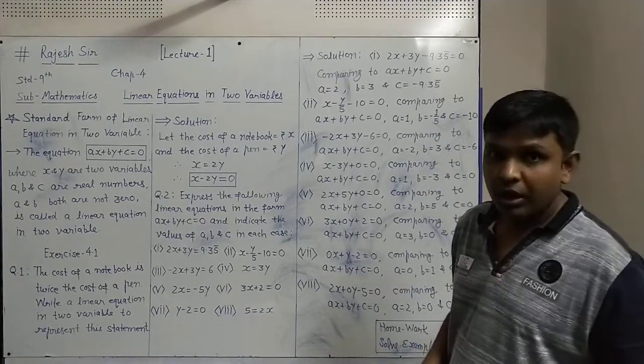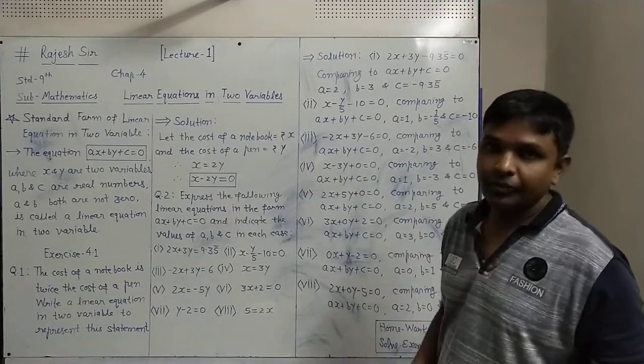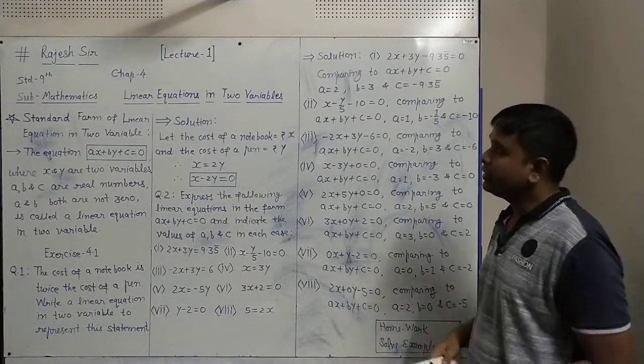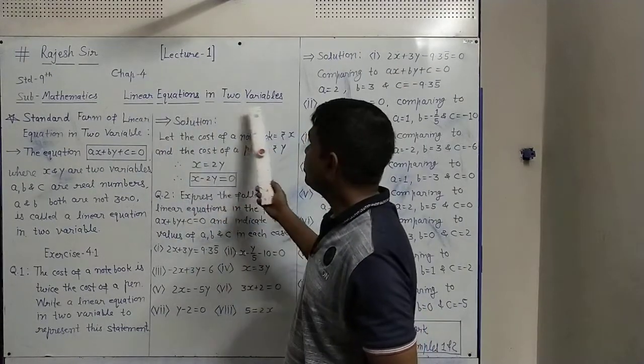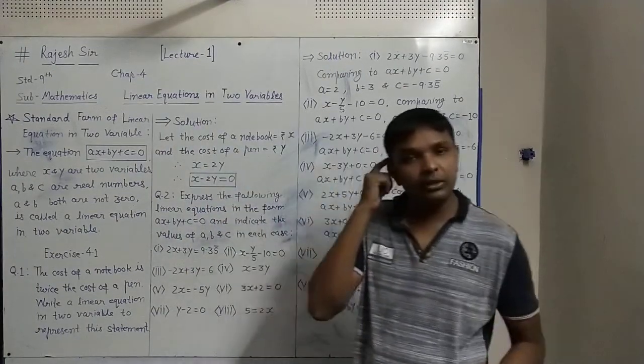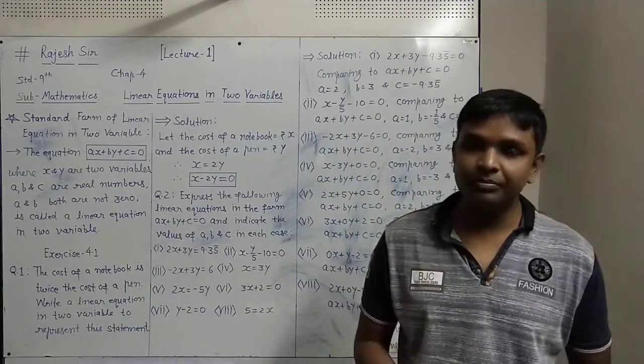Chapter number 4. Now we have linear equations in two variables. In this very first lecture, lecture 1, what is a linear equation in two variables? To understand this, first we have to recall chapter number 2, that is polynomials.